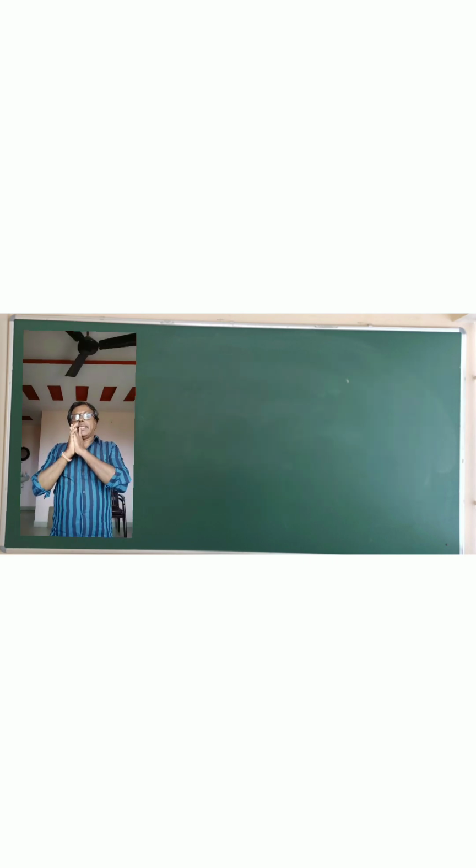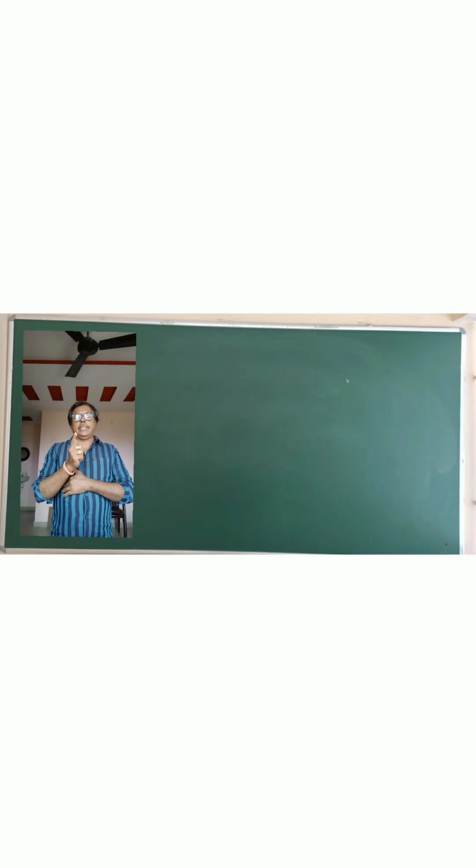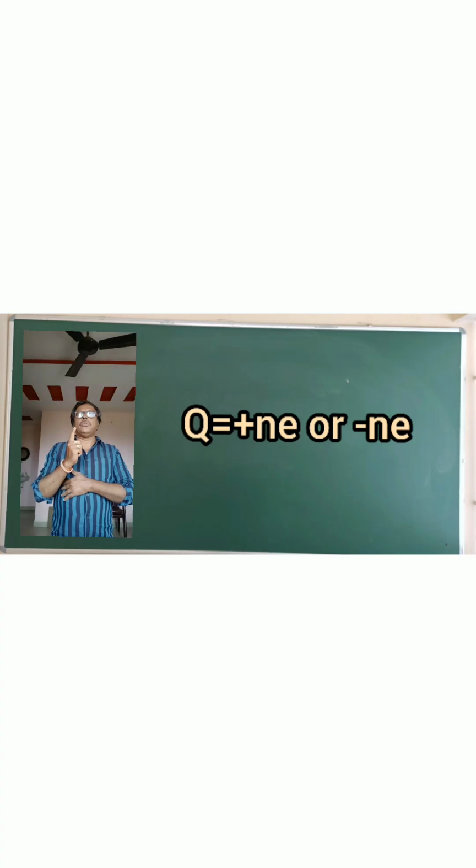The charge is said to be quantized. How can you say that the charge is quantized? It can be demonstrated by using the formula Q is equal to plus or minus N into E. Here the total charge on any body is always an integral multiple of the basic unit of charge E. Here the plus sign indicates that the charge is positive, and the minus sign indicates that the charge is negative.